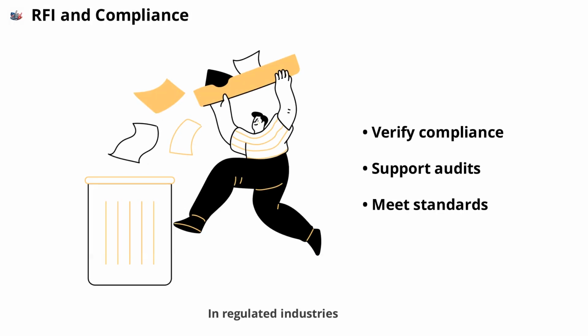In regulated industries, RFIs help ensure compliance with laws and standards. By requesting specific information, organizations can verify that vendors or partners meet all necessary requirements. This documentation can be critical during audits or inspections.